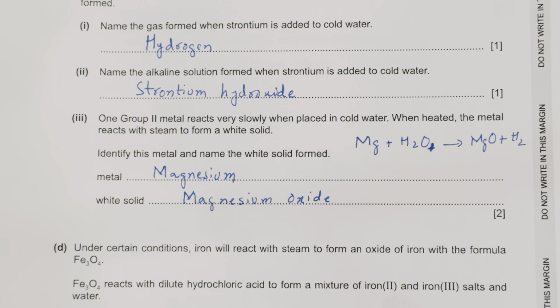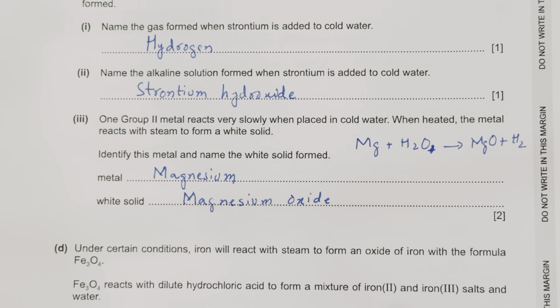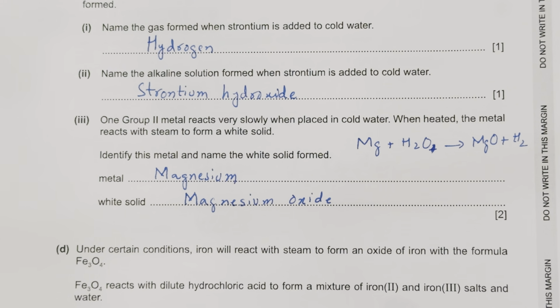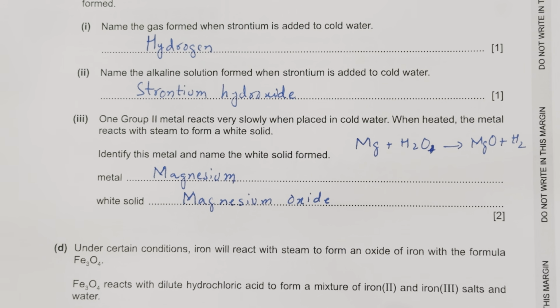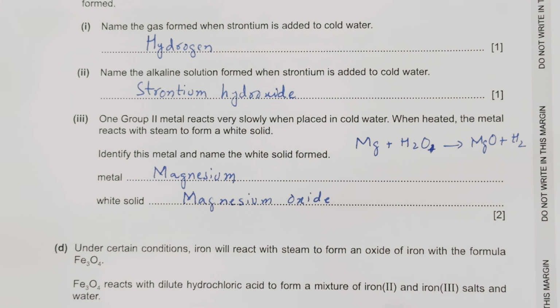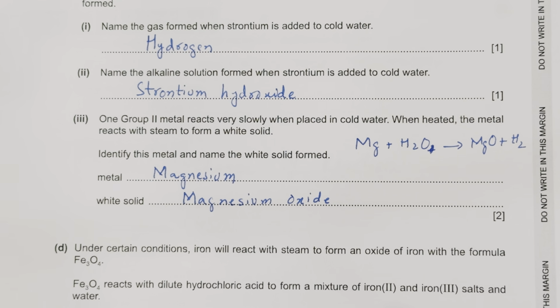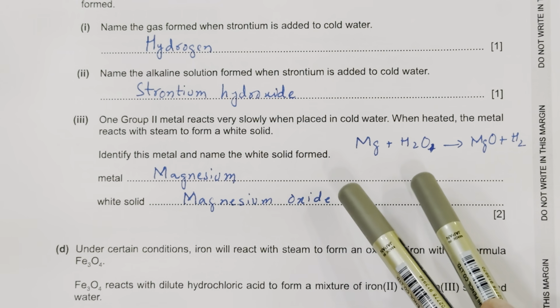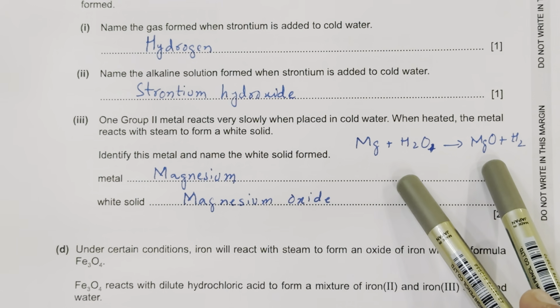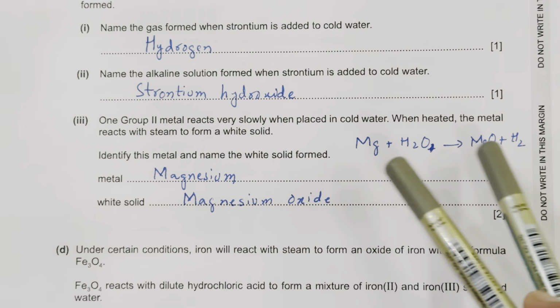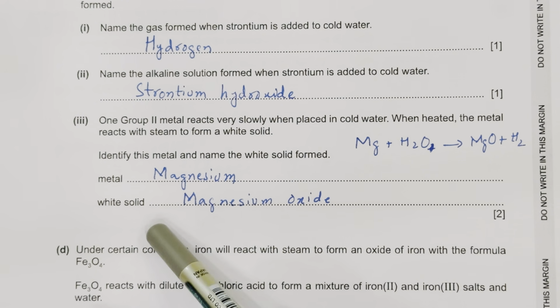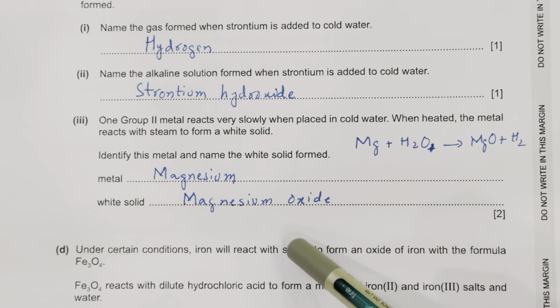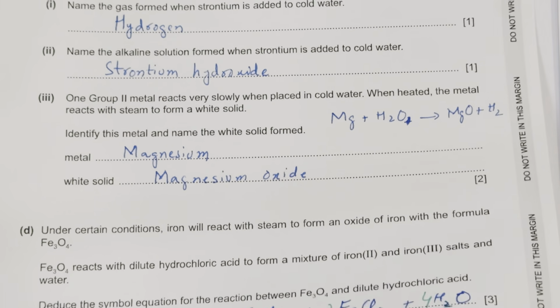One group 2 metal reacts very slowly when placed into cold water. When heated, the metal reacts to form a white solid. Identify this metal and name the white solid formed. We know that when magnesium is reacted with cold water, it reacts slowly and magnesium oxide and hydrogen gas is produced. So magnesium is our metal and magnesium oxide is our white solid. So you're gonna apply that.